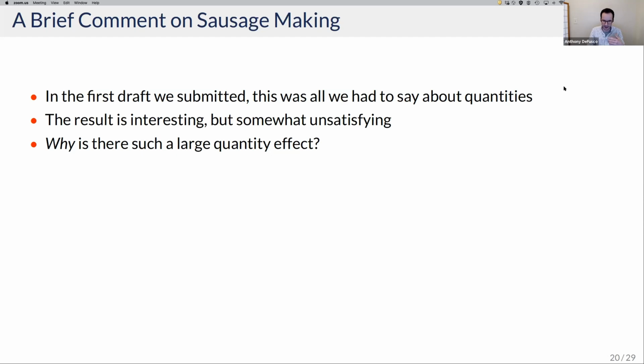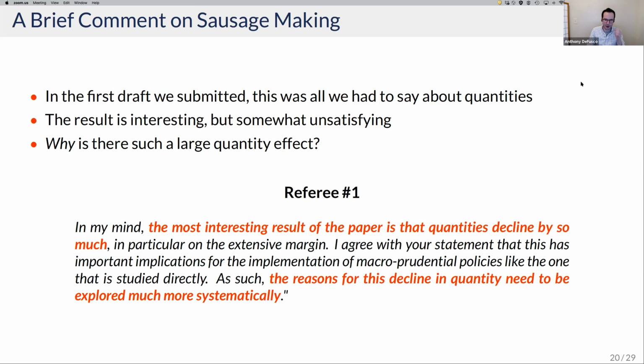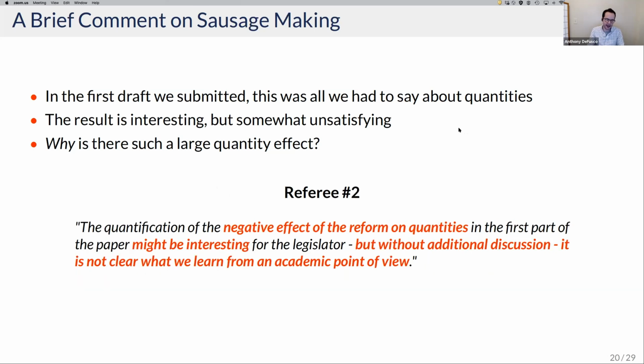And that's something we knew too and were struggling with. And it's also something that the editorial team at the journal was very curious about, right? So these are a couple of quotes from a referee. I always appreciate it when my advisors show me their referee report. So here's a sense of the types of things that the referees cared about, right? This is our first referee saying they think that this is the most interesting result in our paper. And they want us to investigate reasons for this decline more systematically. Second referee had very similar feedback on this point, saying this effect on quantity is interesting, but without additional discussion, it's not clear what we learned from an academic point of view. Maybe interesting for the policymaker, but conceptually, what's the economics here? It would be nice to know more.